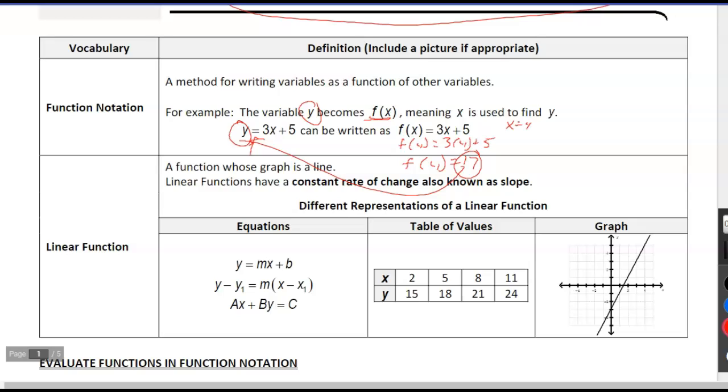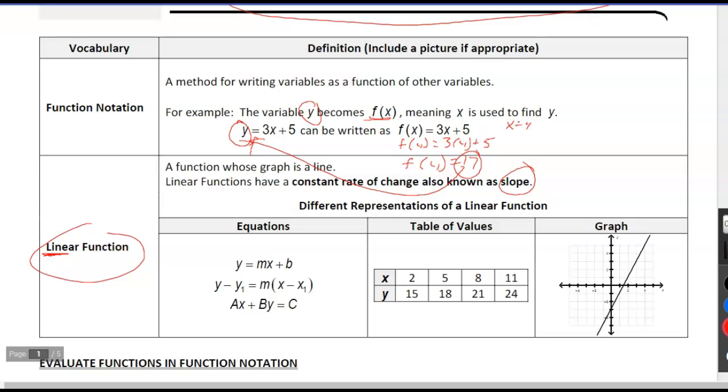Okay? And a couple other things is we're going to deal with linear functions. I always look at the root word here. Linear means line. And that tells us right here, a function whose graph is a line. Linear functions have a constant rate of change, slope.